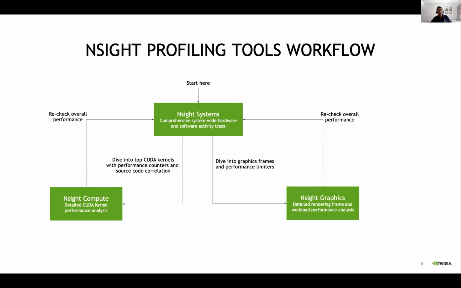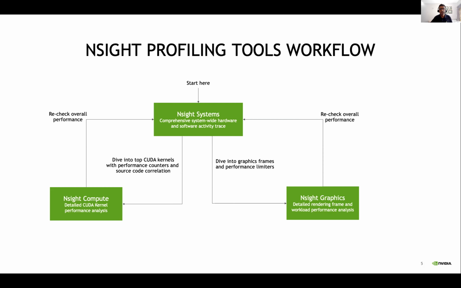When you're using the NSIGHT tools, this is an overview of the workflow. You would typically start with the NSIGHT Systems tool, which provides an application-wide view. We'll see some screenshots here, and it will help you narrow down which parts of the application are the bottleneck. After that initial analysis, when you try to maximize the overlap between the CPU and the GPU, and you identify that a specific CUDA kernel is a bottleneck, then you would go to NSIGHT Compute, and we will look at these tools in some more detail.